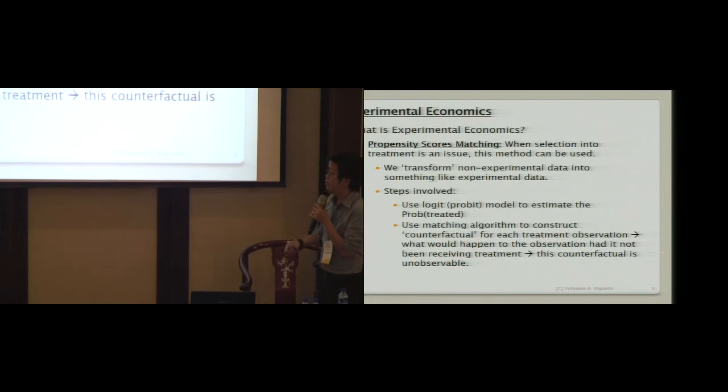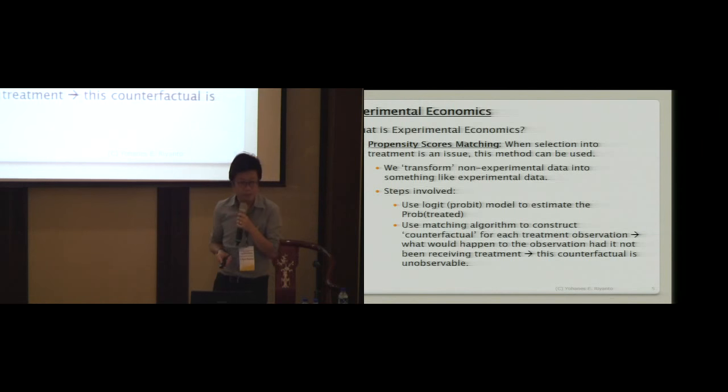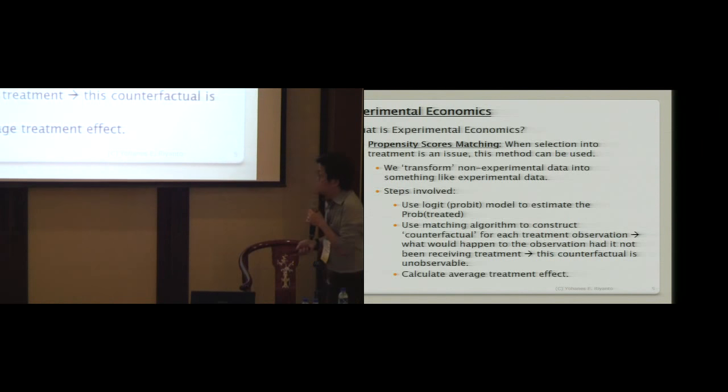Basically, you are asking what would happen to the observation had it not been receiving treatment. Of course, this counterfactual is unobservable, so that's why you need to estimate this. Okay? So then you calculate the average treatment effect. So there's one way of doing that. Now, there are many ways.